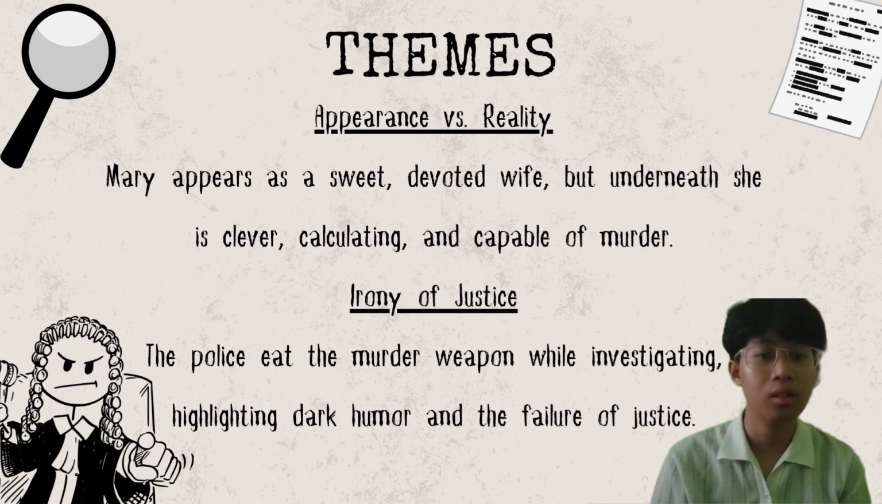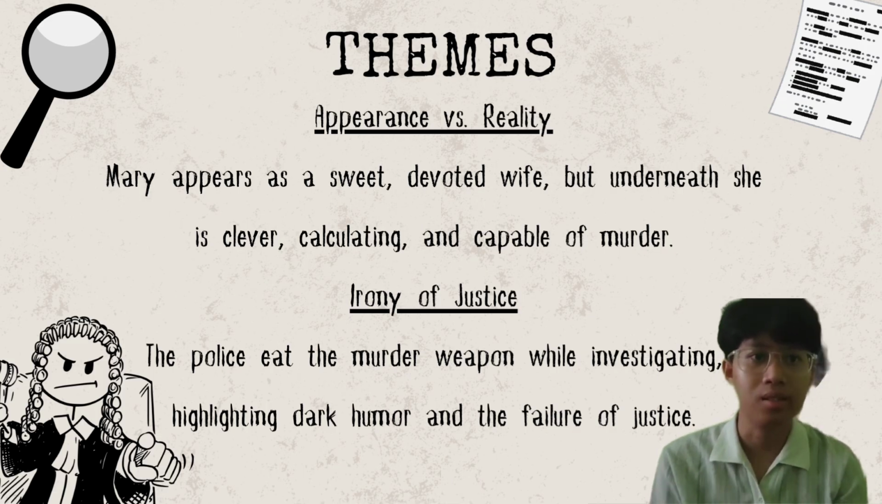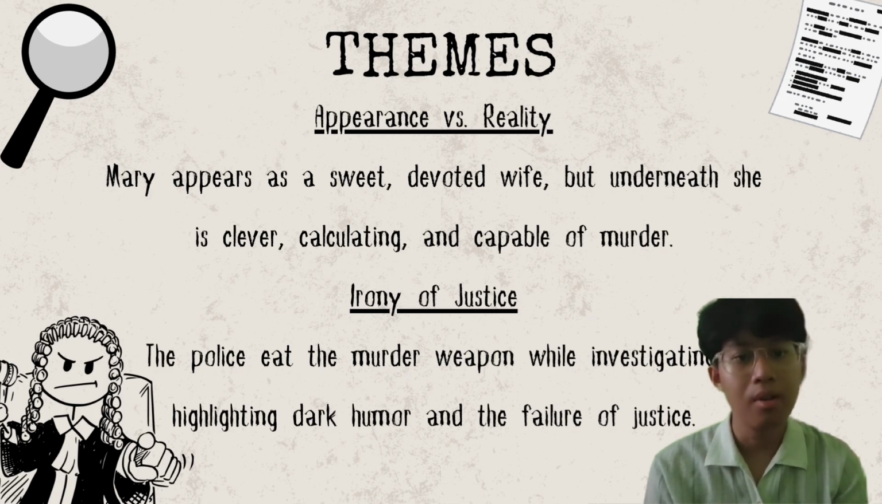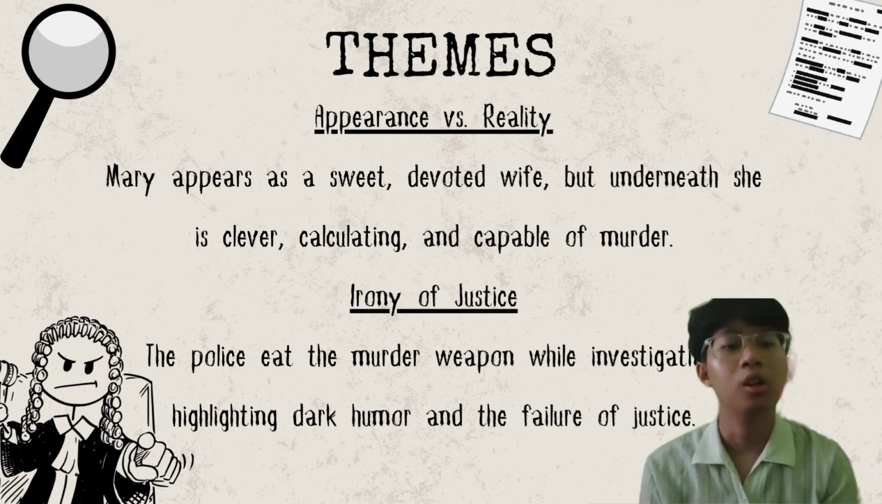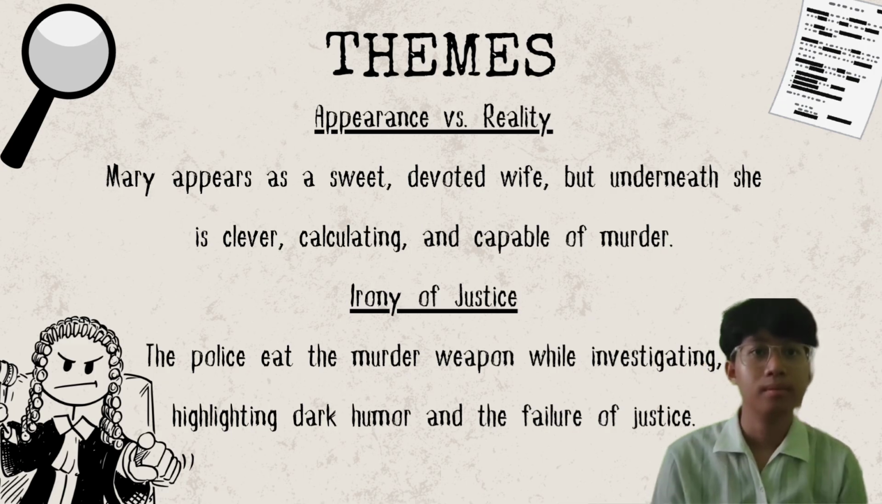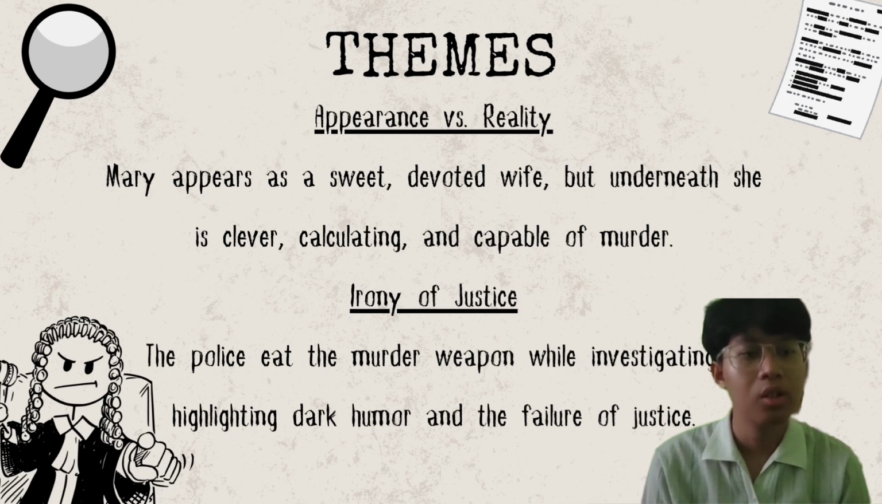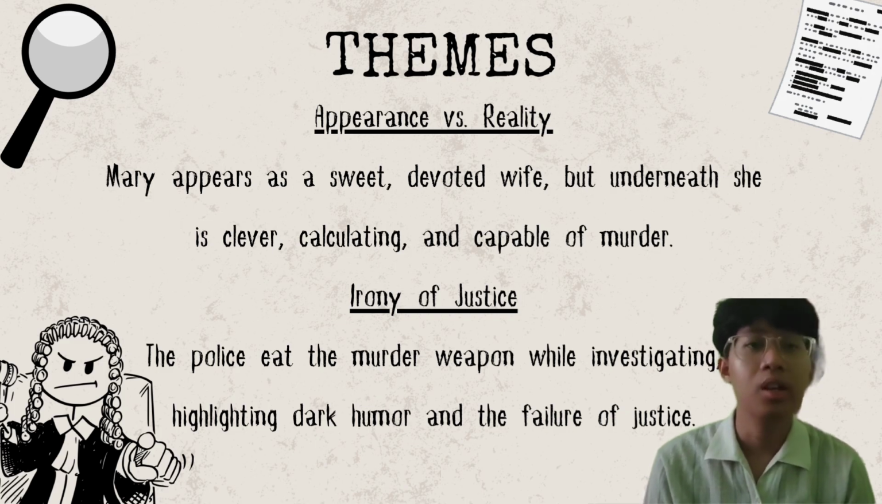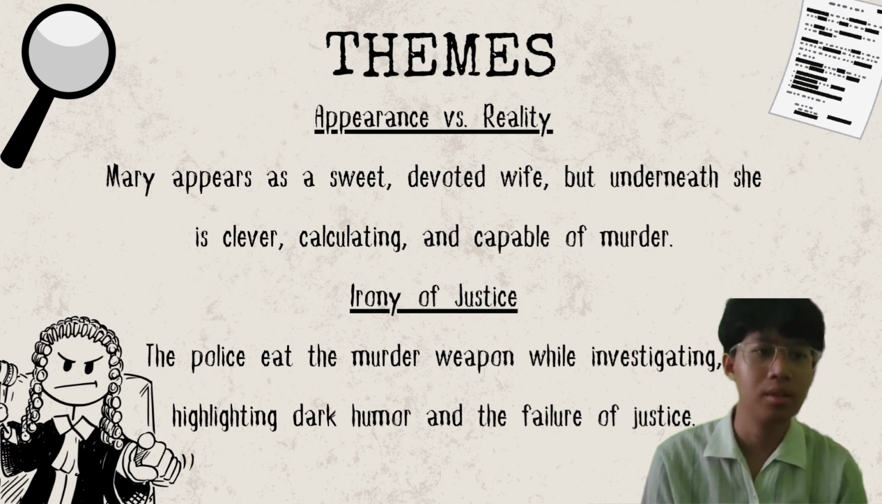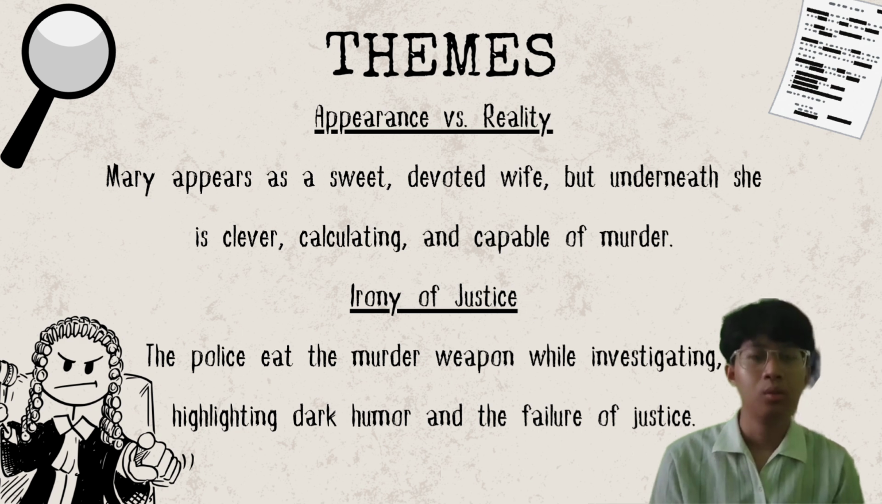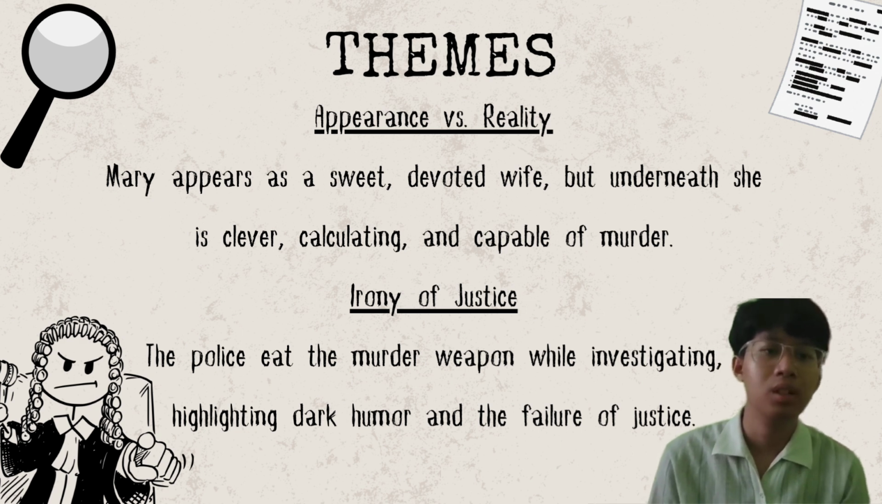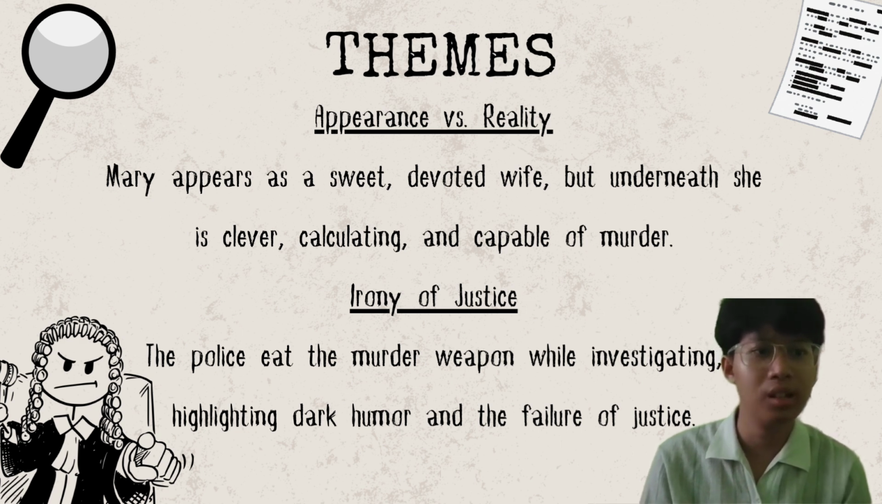However, in reality, when Patrick tells her he wants a divorce, her reality changes. "Suddenly, she lifted a leg of lamb high and brought it down on the back of his head." The second theme is irony of justice. The police, who are supposed to solve crimes, actually destroy the evidence themselves by eating the lamb, which is the murder weapon. This creates a darkly humorous ending showing the failure of justice.